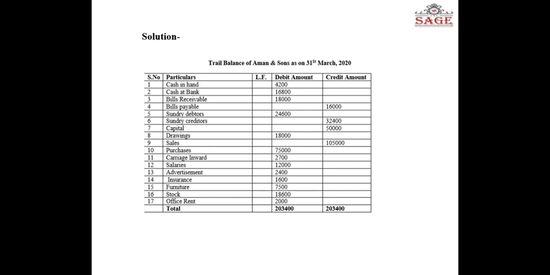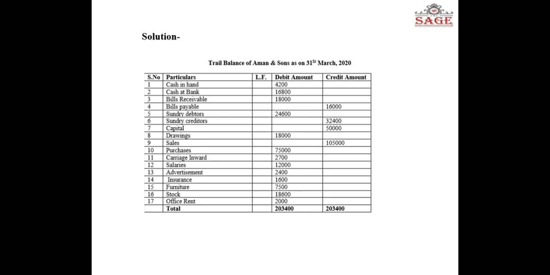Debtors means asset of the organization, debited. Creditors, liability of the organization, so it will be credited. Capital means amount invested by the owner in the business, so that is the liability for the company, so it will be written in the credit side. Drawings means amount taken by the owner for the personal use, so that is the asset of the company, it should be written in the debit side.